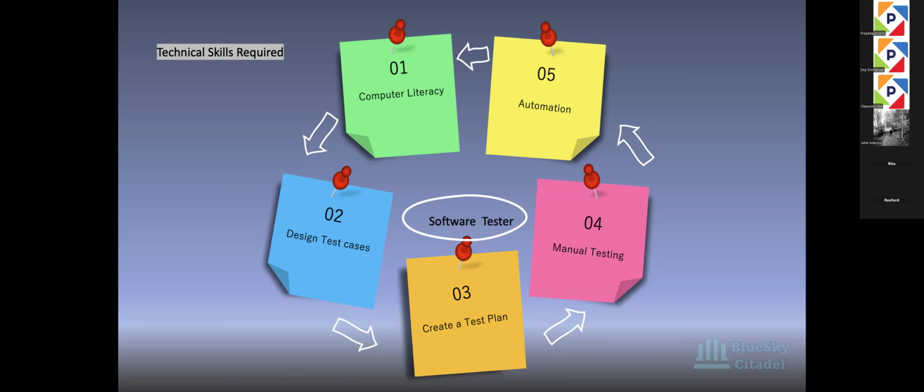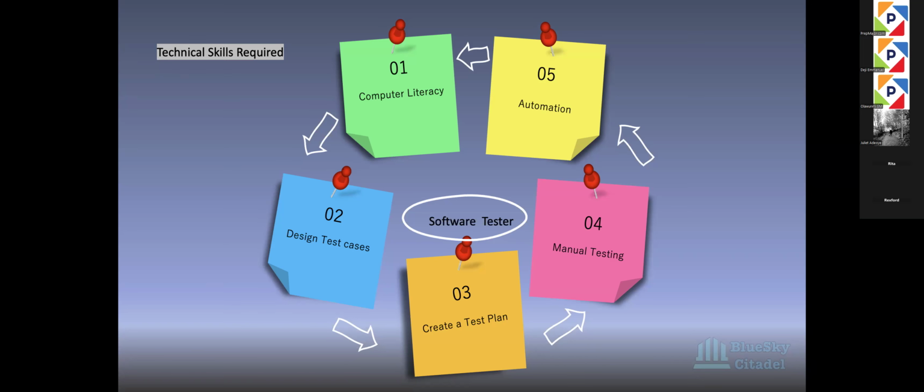And then secondly, design test cases. So this is one of the most critical parts of software testing, because you have to ensure that software meets the requirements and functions correctly in your test case. So you have to have a well-structured test case, because this will help you to detect early bugs and improve your software quality as well.